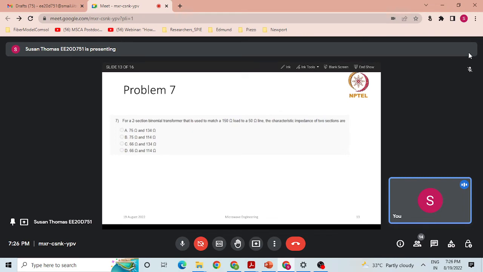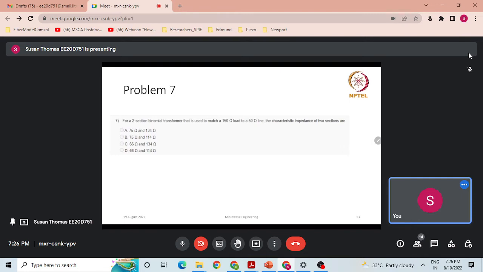So let us go to the next question. That is for a two-section binomial transformer. This is part of multi-section matching networks. As you see here, there is a two-section binomial transformer. That is again a matching network used to match a 150 ohm load to a 50 ohm line. The characteristic impedance of the two sections are asked, so you need to find the characteristic impedance of those two sections.